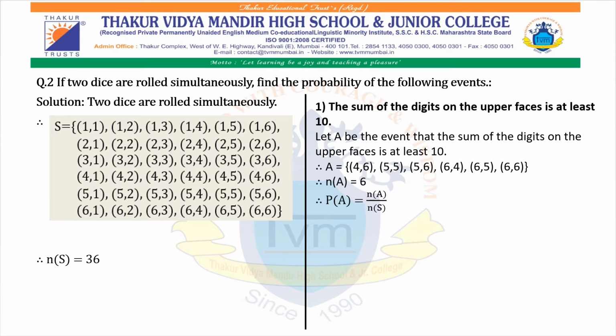So, P(A) = n(A) upon n(S), that is P(A) = 6 upon 36. So, P(A) = 1 upon 6. Therefore, P(A) = 1 upon 6.